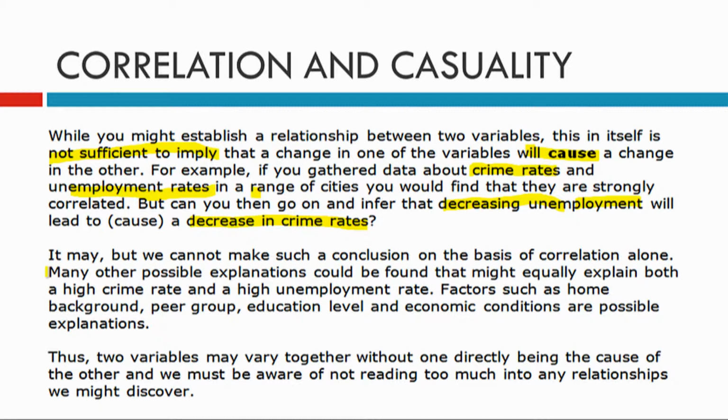Many other possible explanations could be found that might equally explain both a high crime rate and a high unemployment rate. Factors such as home background, peer group, education level, and economic conditions are possible explanations. Thus, two variables may vary together without one directly being the cause of the other. And we must be aware of not reading too much into any relationships we might discover.